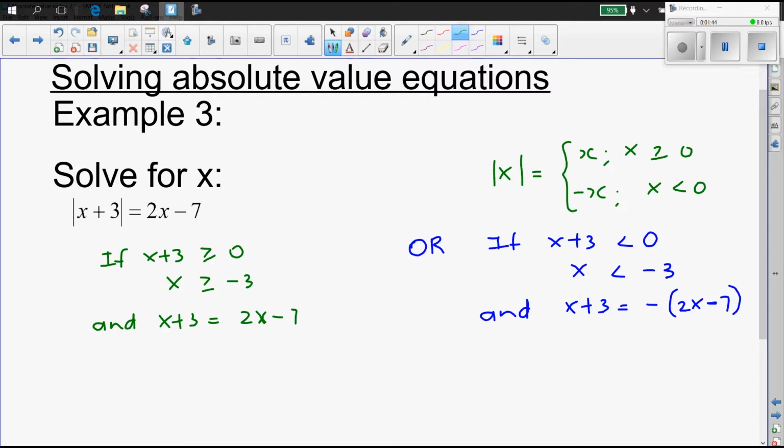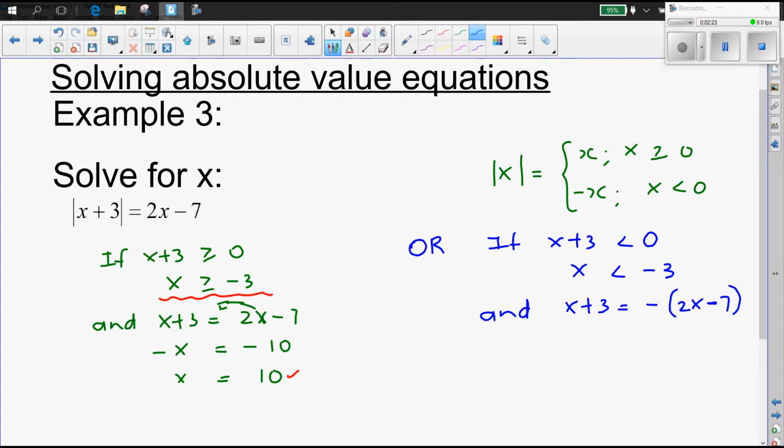Let's go back to the left-hand side and solve for x. We transpose x across the equals sign. x subtract 2x gives minus x equals, and if I take 3 across, minus 10. So x equals 10. I check my solution against my restriction. My restriction is asking for any value greater than or equal to negative 3, and x equals 10 satisfies my restriction.